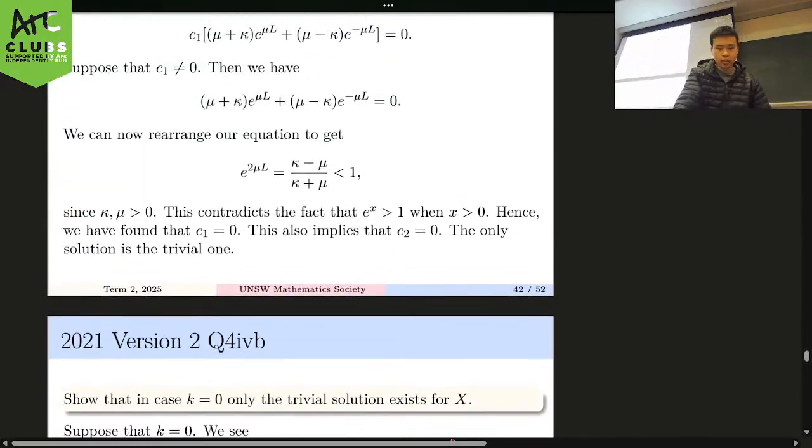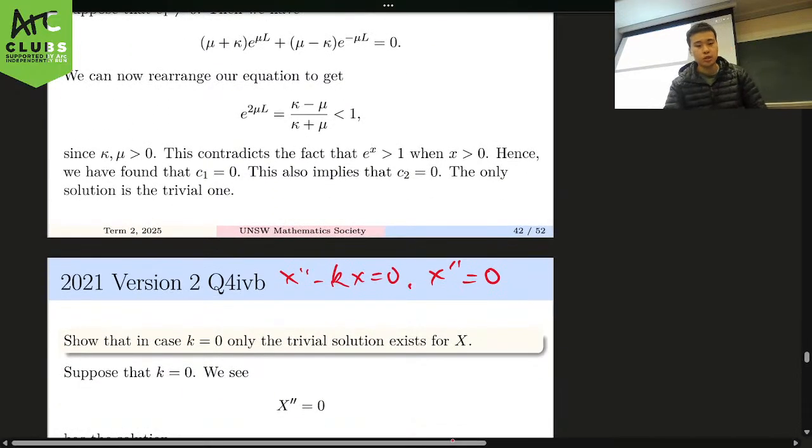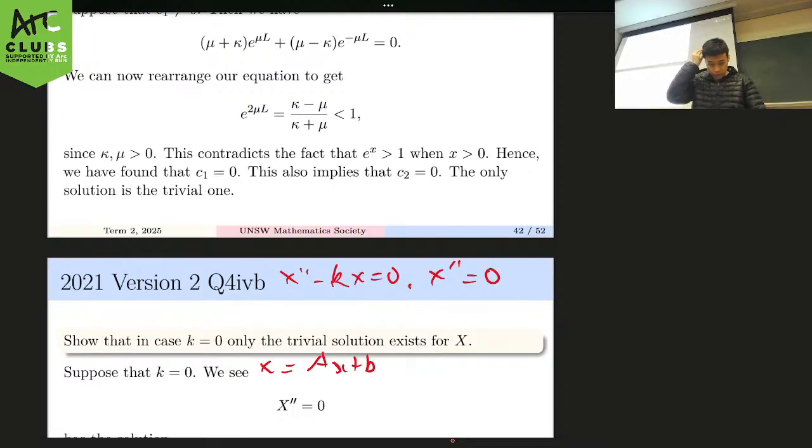Next, show that when K is equal to 0, only the trivial solution exists again. So once again, in the formula X double dash minus KX equals 0, K makes that term go away. So X double dash is 0. The general solution to this is a linear function, so X is equal to AX plus B. But once again, we make sure this is in line with our conditions. From my memory, X is 0 at 0. I forgot the other one there.